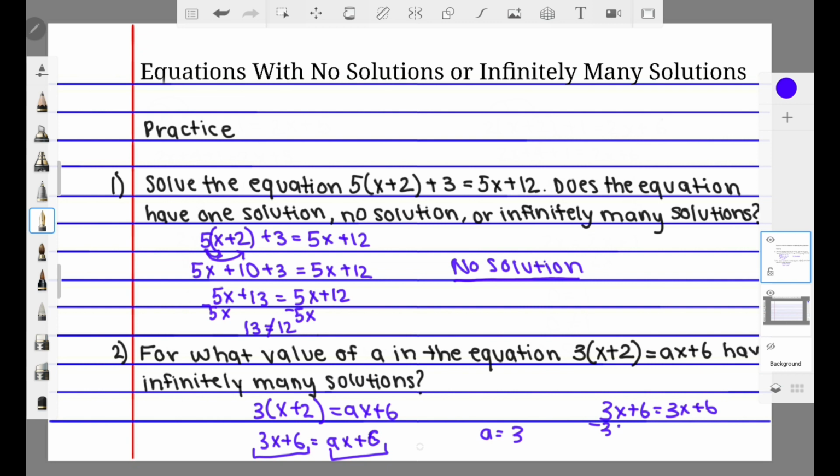Get rid of the 3x's, and you just always get 6 is equal to 6. And if you subtract 6 on either side, you'll get 0 is equal to 0. And that means that there are infinitely many solutions to this equation.